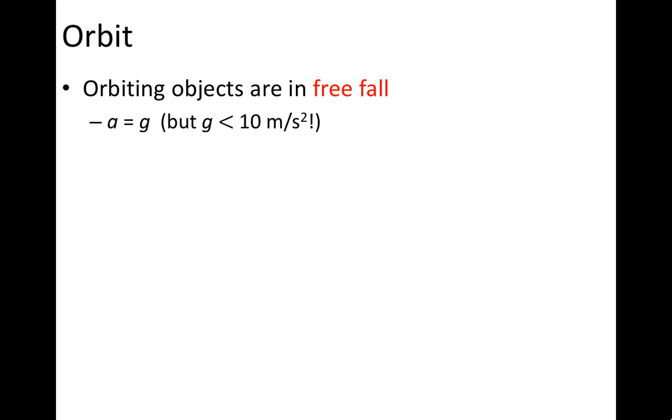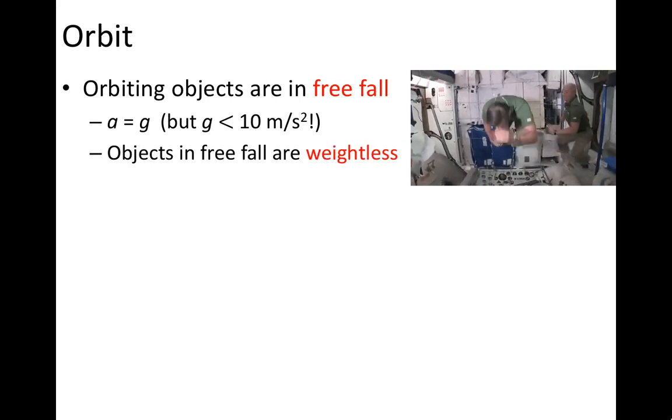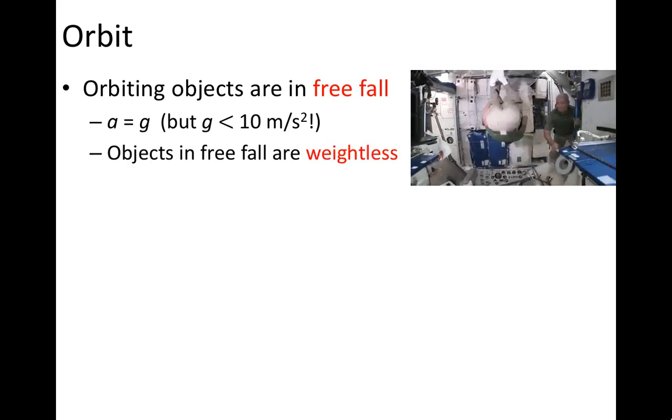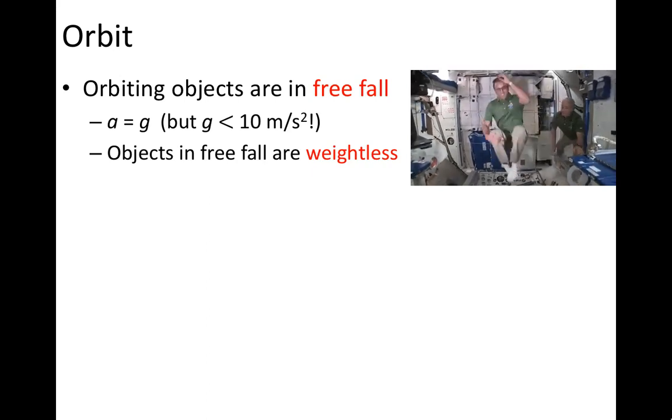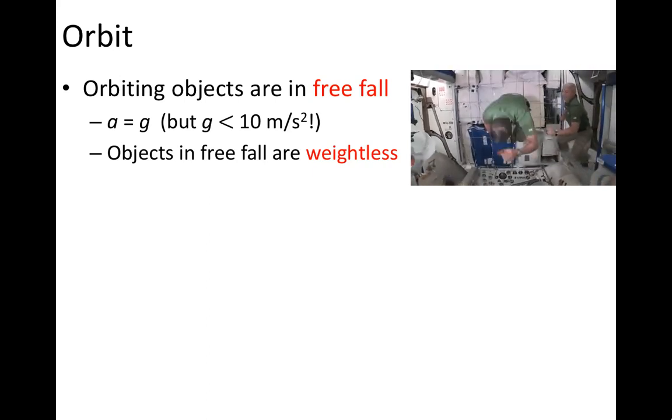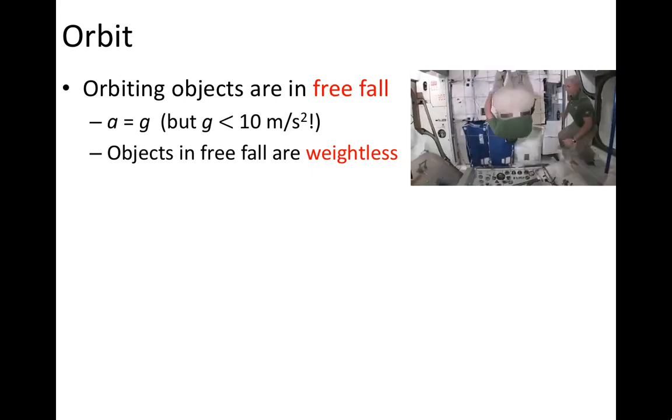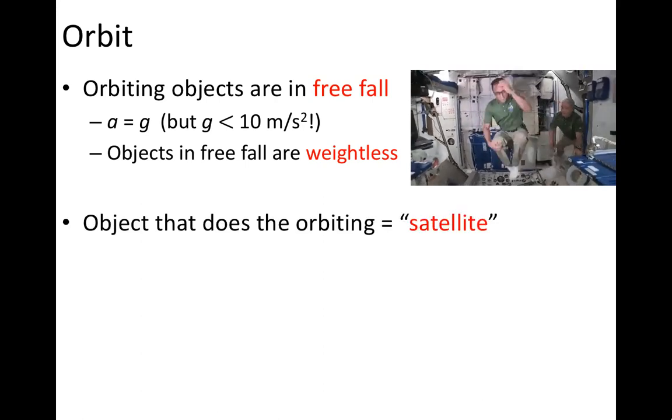The acceleration of an object in free fall is g, but remember that g is only 10 on the surface of the Earth, and so that acceleration is probably less than 10. We should also remember that objects in free fall are weightless. So an astronaut orbiting on the International Space Station is going to be experiencing weightlessness.